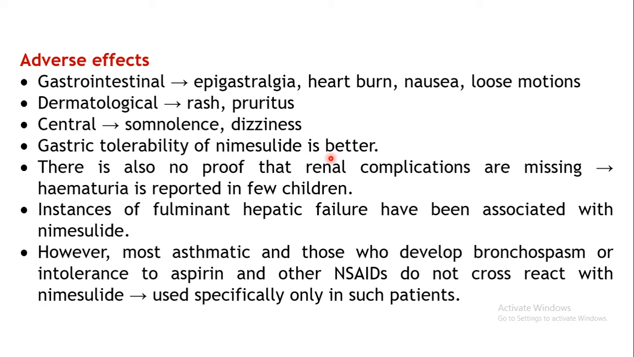GI toxicity is less as compared to other NSAIDs, but renal complications may be seen. That is hematuria, that is blood may be seen in the urine. This is mainly reported in some of the children. Also there is a risk of development of fulminant hepatic failure. Fulminant meaning there is a sudden hepatic failure which may develop. So these are also on record.